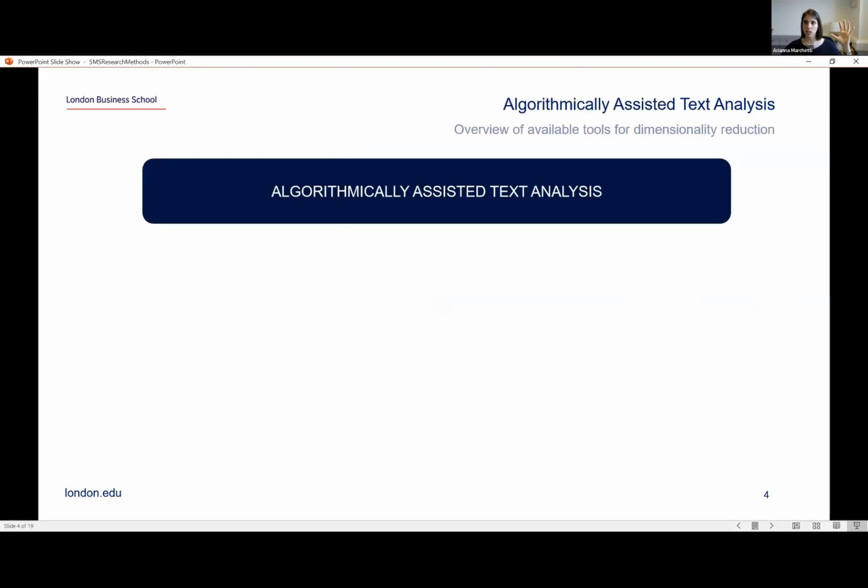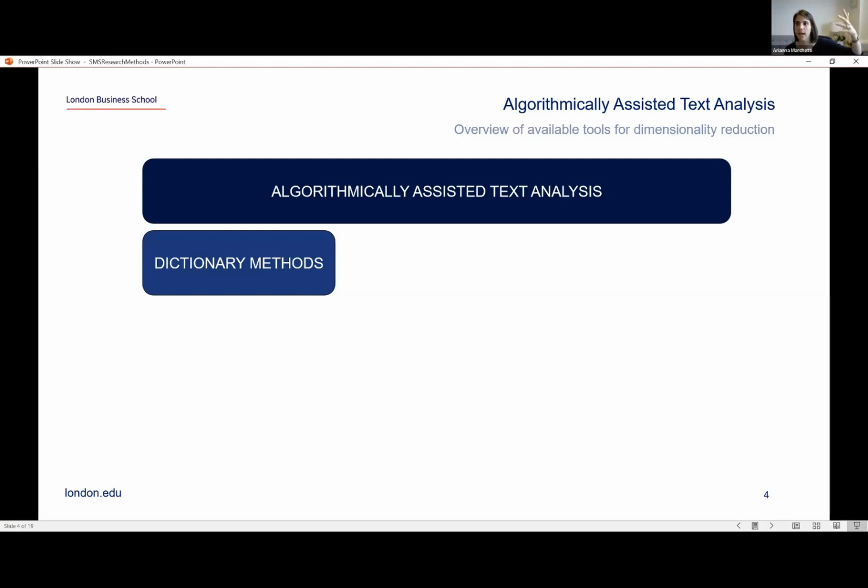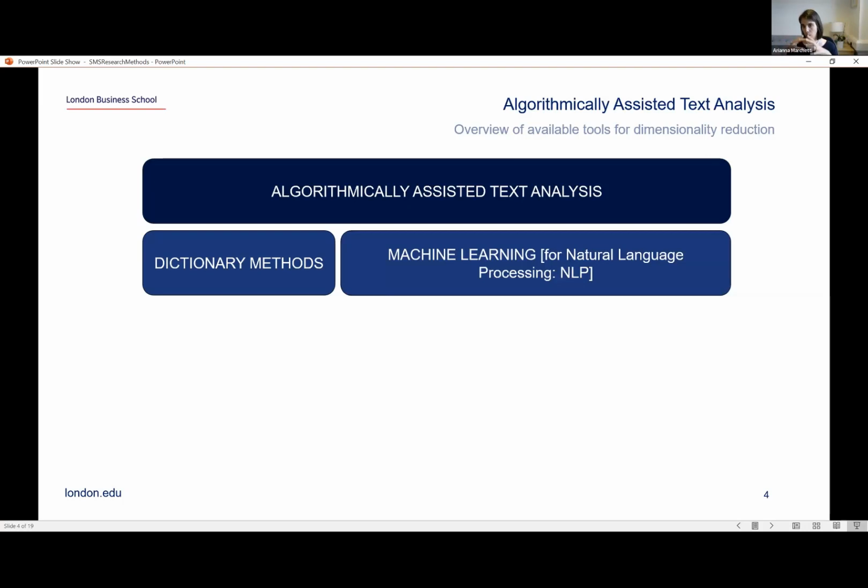So I will start with this general umbrella term of algorithmically assisted, but please notice that using an algorithm doesn't necessarily mean using machine learning. There are solutions, like for instance the traditional dictionary-based methods, which are not machine learning based. Those are based on some rules, if-then, which, as Maciej was saying at the start, is not machine learning. I have coded some rules, like if I find these words in the text, then I will code it in a certain way. What we want to focus on is the machine learning realm of things for natural language processing.